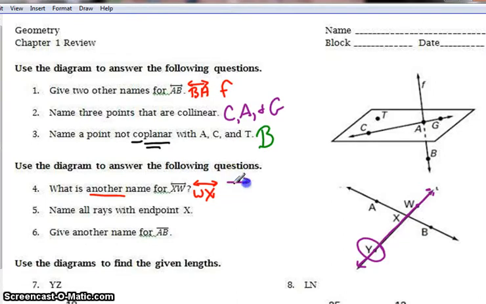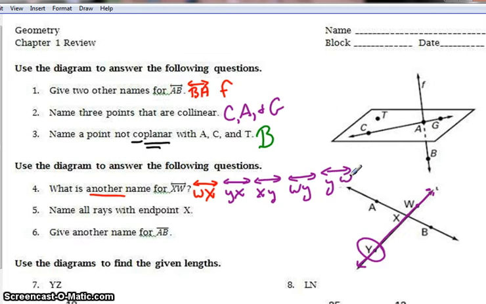So I could call this line YX, because remember it just takes 2 points, or I could reverse that and call it XY, or I could even say WY or YW. So any of those would work.